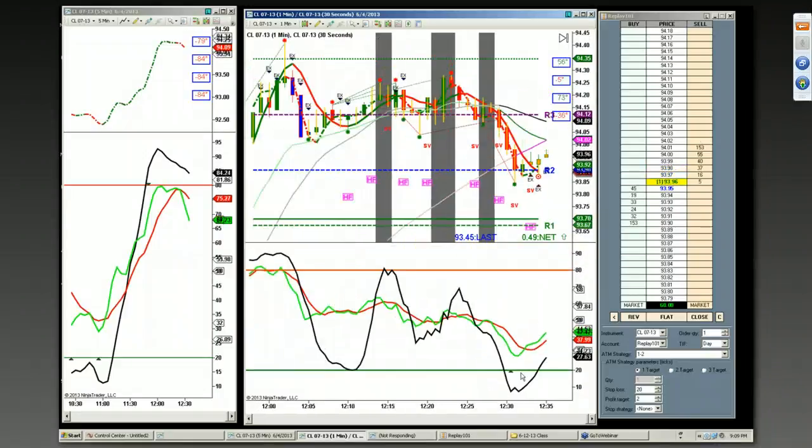Your probability for an excellent entry increases when you add those little nuances to the mix. Very, very powerful, very simple, but very powerful.